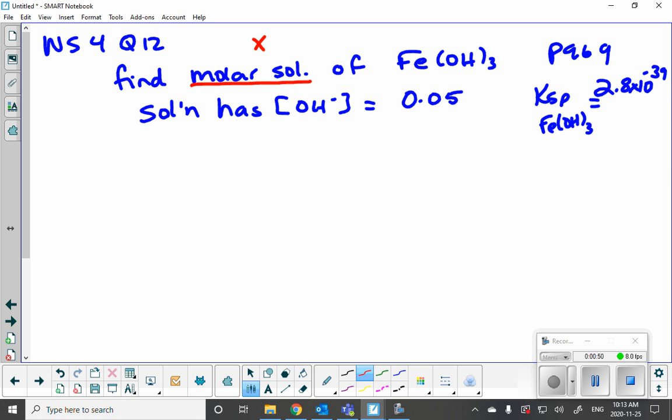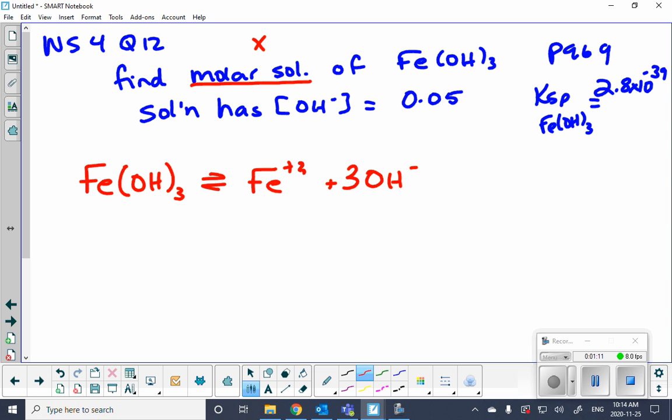So let's do our big 3 steps. We have iron hydroxide, so Fe(OH)3 is going to break down to give us iron and hydroxide. Hydroxide ions have a -1 charge. 3 of them means I have to put a 3 here. 3 minus 1 tells me the charge on that ion is +3.